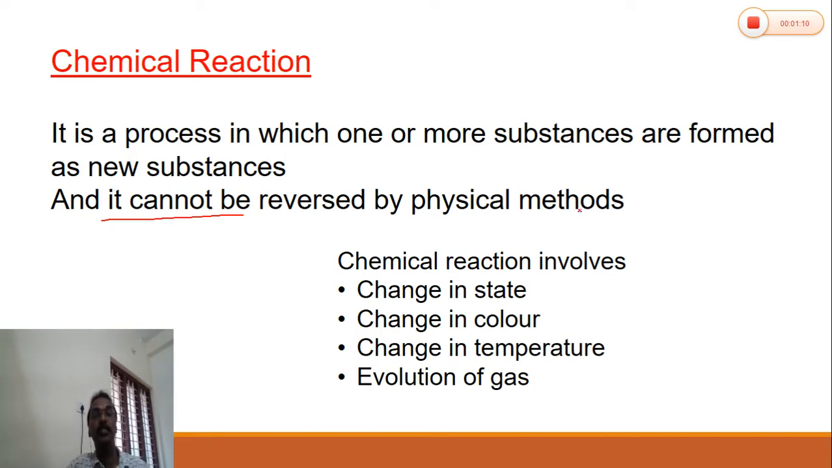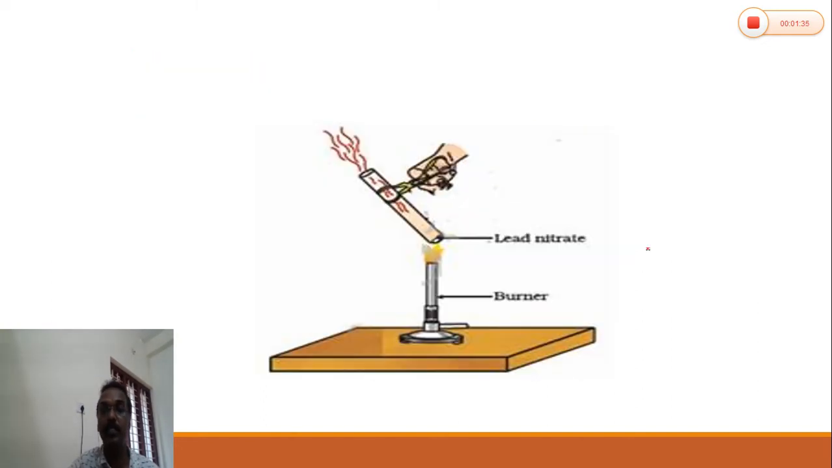Physical methods means filtration, distillation, magnetic separation, etc. We cannot reverse back this reaction. Such reactions or changes are called chemical reactions. In chemical reaction, these are the changes taking place: change in the state, change in the color, change in temperature, evolution of gases.